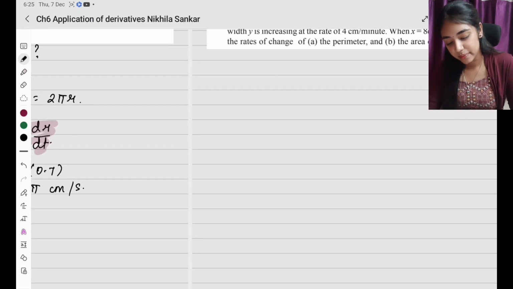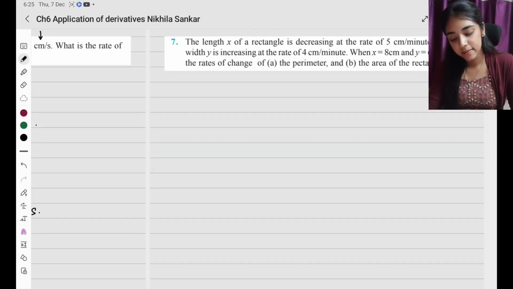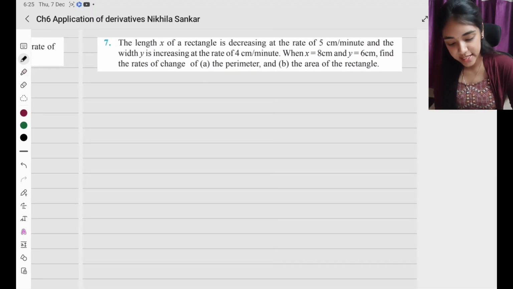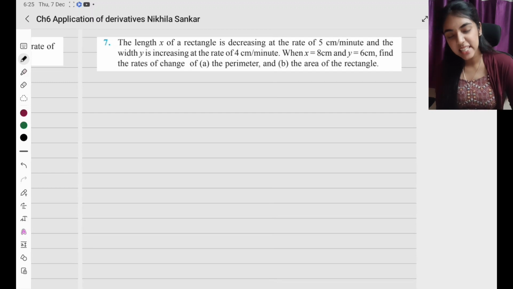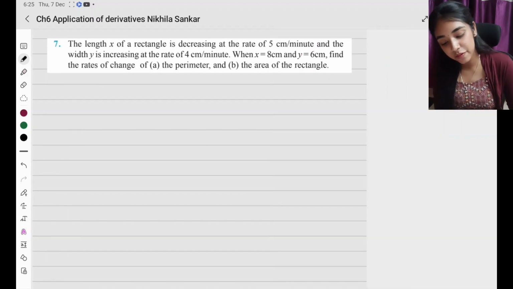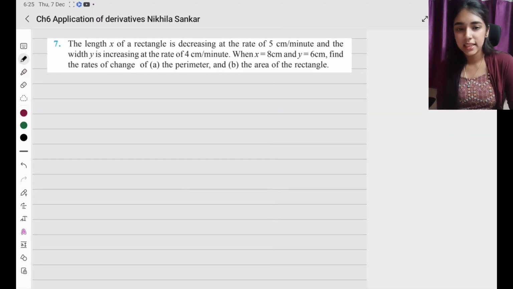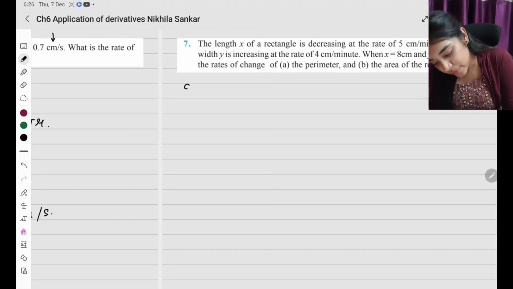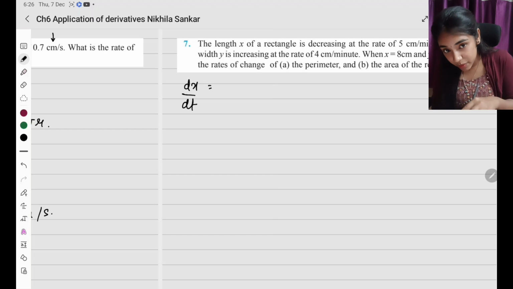Question number 7. The length x of a rectangle is decreasing at a rate of 5 cm per minute. This is also similar to the example question. If the final answer is in terms of seconds, you have to convert minutes to seconds. If the final answer is also in terms of minutes, okay, minute. So the length of the rectangle, dx by dt, is 5 cm per minute, as we are talking about time here.